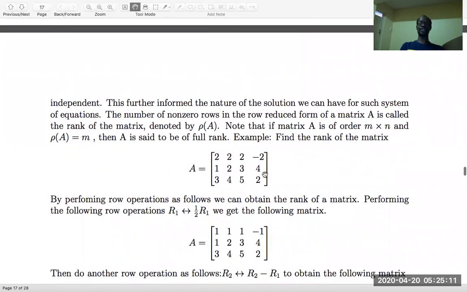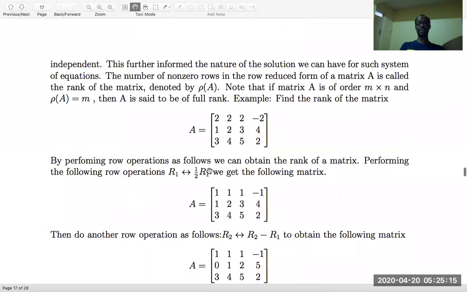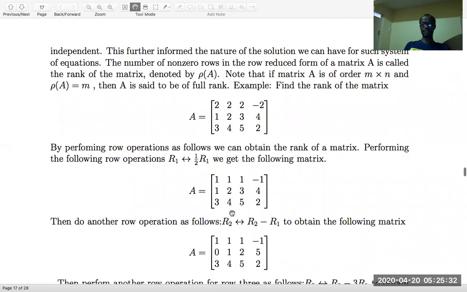So you're given this matrix, and we want you to be able to solve for the rank. So we perform a row operation as follows, and we can obtain the rank of the matrix. So we perform the following row operation. Again, remember I'm trying to make the lower part of the triangle equal to 0, so that and that, I need them to become equal to 0, right? So what am I going to do?